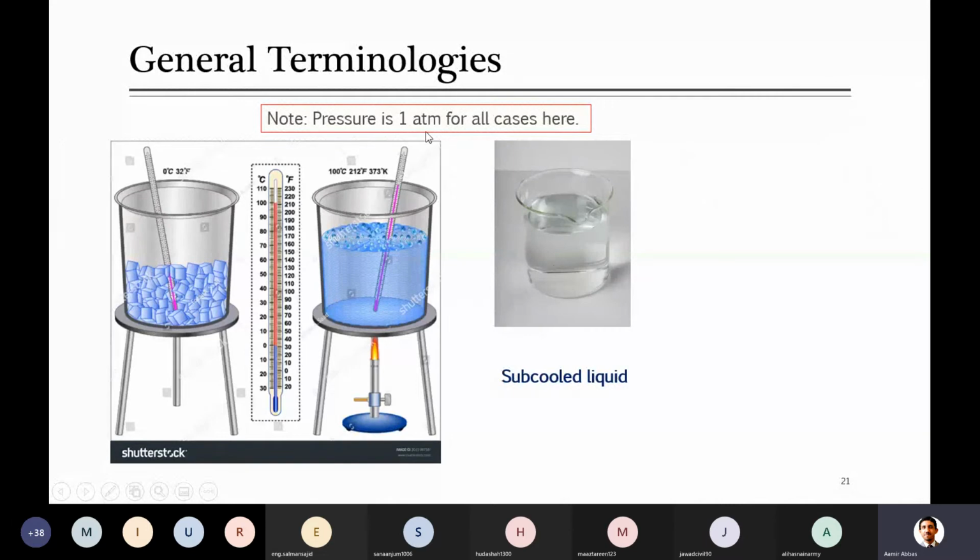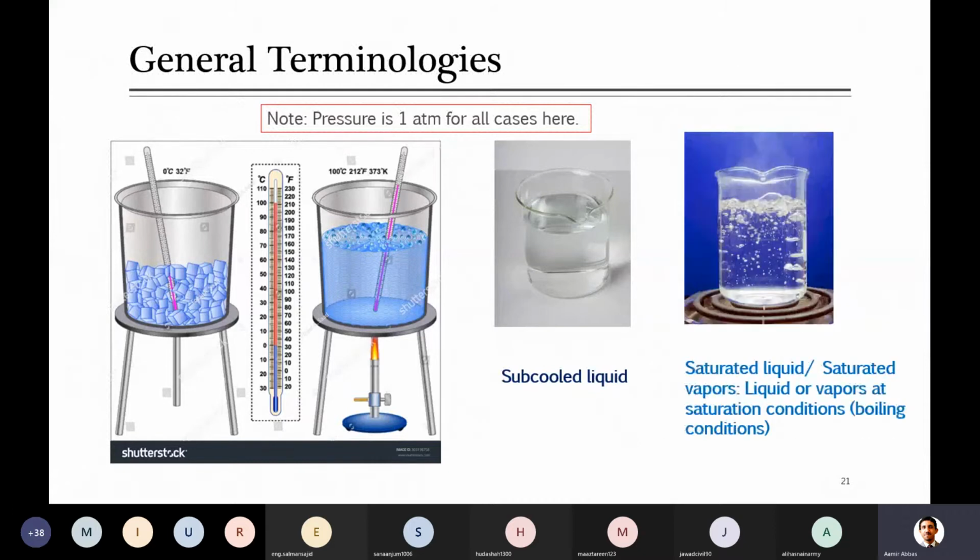But definitely, if I change this pressure, you know that this boiling temperature changes, so then the condition will definitely change. But if I'm taking 1 atm as a constant here, then the liquid which is available below 100 degrees C and up to 1 degree C, because at 0 again it will solidify and its phase will change. So from 1 to 99, it is subcooled liquid.